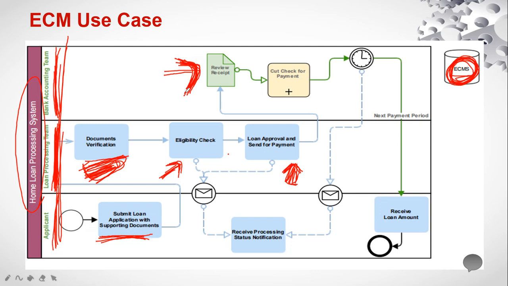Once the accounting team reviews the receipt, they will send it for payment, and once that specific time arrives, the bank will do the payment, and that money will be reflected in the applicant's bank account here. So these are the top level activities involved here. Now I'll go into more detail.